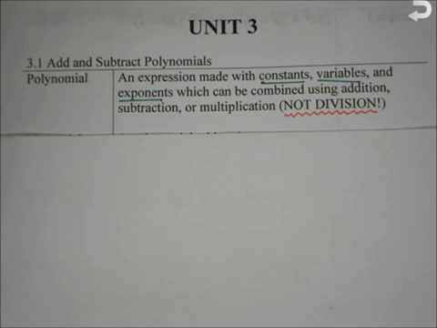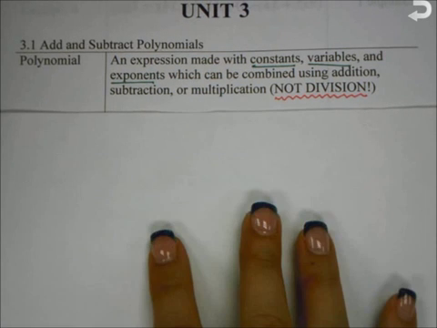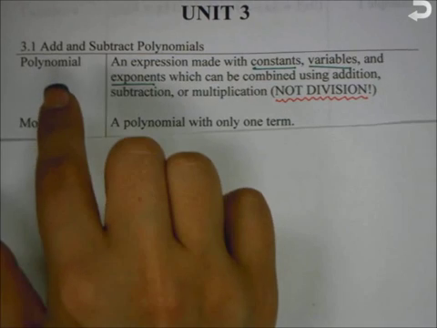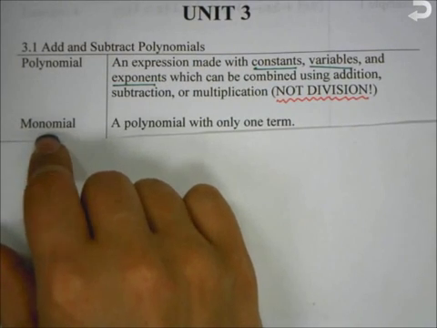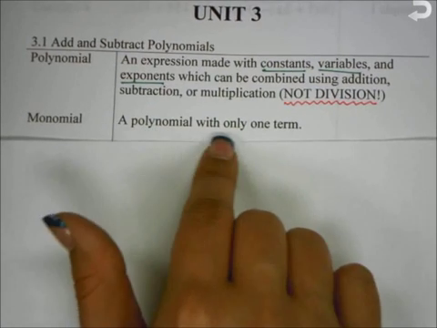Okay, so we have a polynomial. That's just a general term, but we have 3 different kinds of special polynomials that have their own terms. First, we have a monomial. What does mono mean? One. So what do you think a monomial is? It's a polynomial that only has one term.